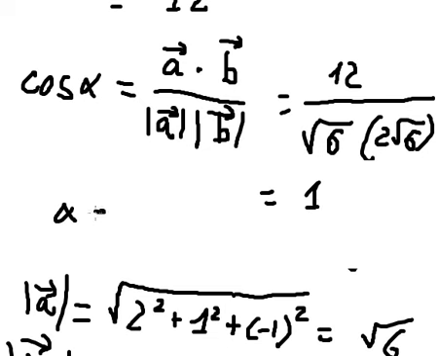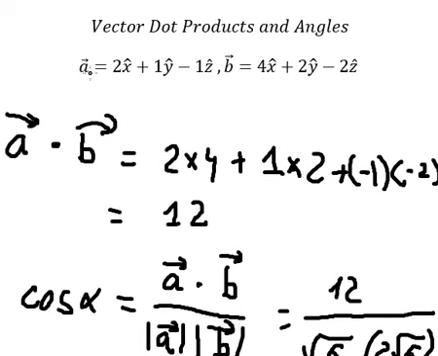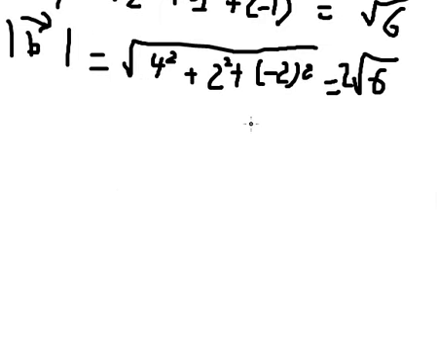So alpha equals the arccosine of number 1. So we calculate this one and we have number 0. That means this one and this one, they are on the same line together.